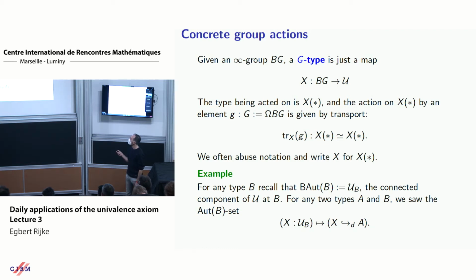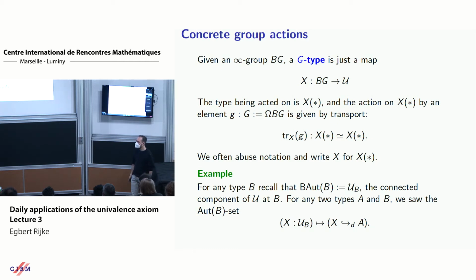So a G-type is just a map from BG into the universe. The type being acted on is X of star, where star is the base point of BG. And the action, for any g in G, which is the loop space of B of G, is the transport, which is an equivalence from X star to X star. I shall often write just X for X star, even though X formally is the entire dependent type. But it's common to just write the type being acted on as the G-set.